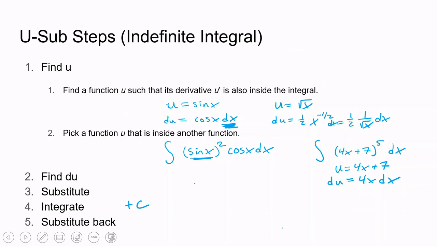So, let's review. Just did 3 examples where we found u, and by doing that, we looked at 2 things. I think using both of those together is really good. And you could start with either of these. Either pick a function u that's inside another, perfectly fine way to start. Then your check can be, is the derivative of that thing I just picked inside the integral as well? And remember, that can be up to a constant. It's okay if I have the derivative, I just don't have a multiple of 3. We can deal with that. Okay, number 2 is find du, so do the derivative. 3 is substitute, 4 is integrate, don't forget your plus c, and 5 is substitute back.